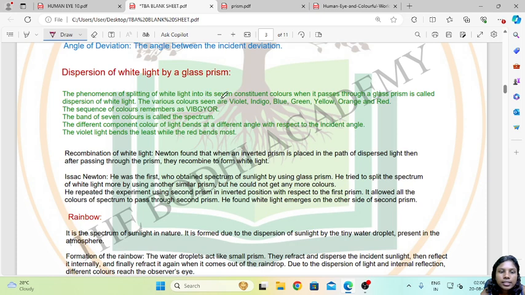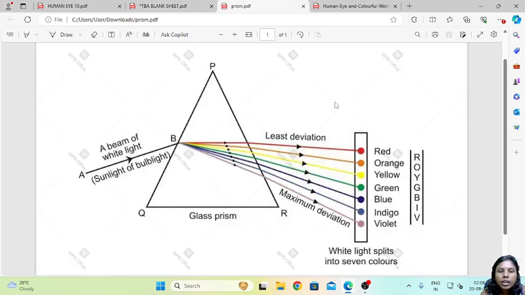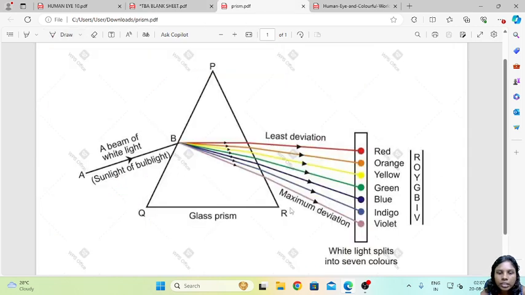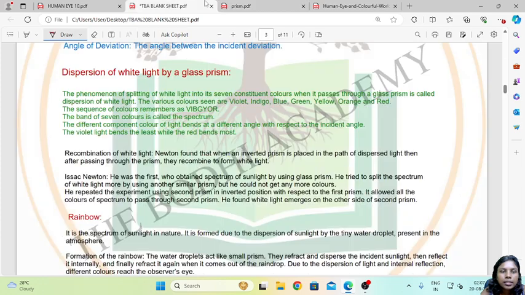The various colors seen are violet, indigo, blue, green, yellow, orange and red. The sequence of colors is remembered as VIBGYOR. So we have violet, indigo, blue, green, yellow, orange and red. The band of 7 colors is called a spectrum. So this band of all these 7 colors together is called the spectrum.